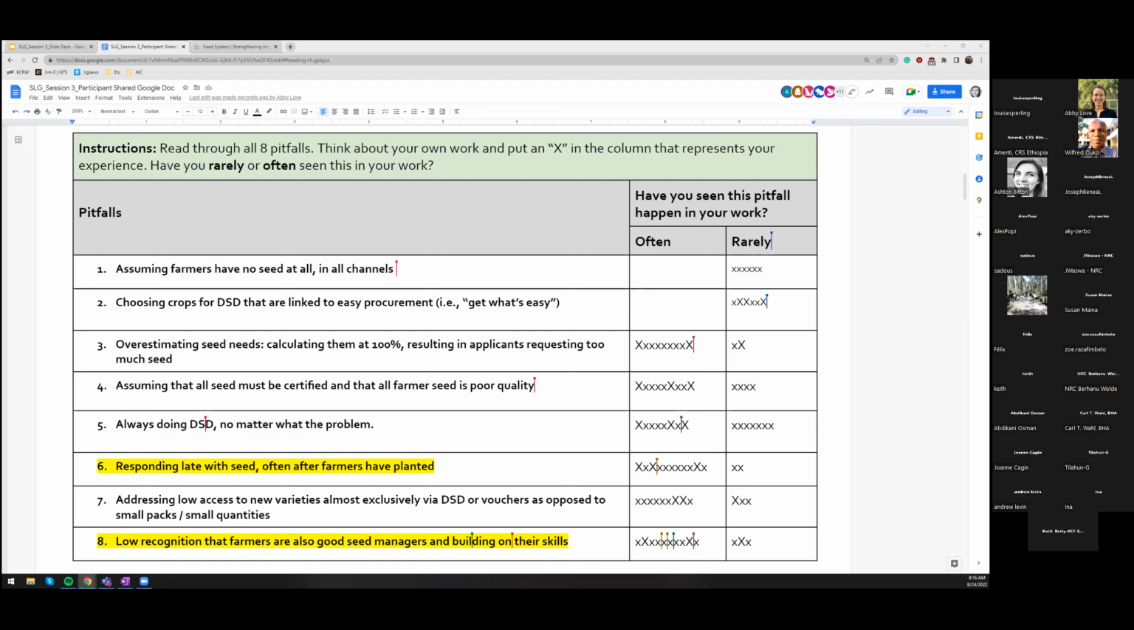Louise? Yeah, I just wanted to comment. Thank you all for being frank. I think the message here is that most of them are fairly common. That's what I see as I look at the chart, that most of the 8 that Steve mentioned are more common than not. Just wanted to share that remark.